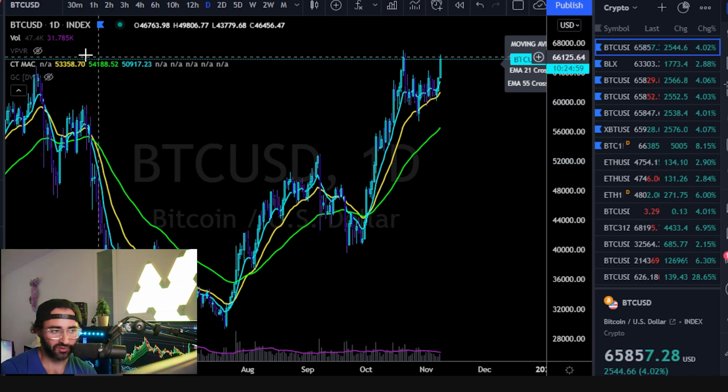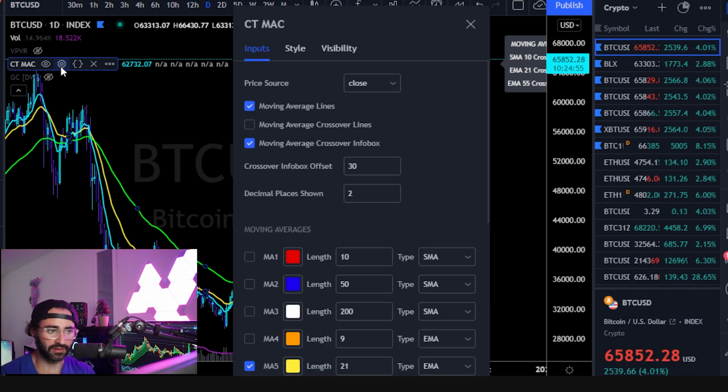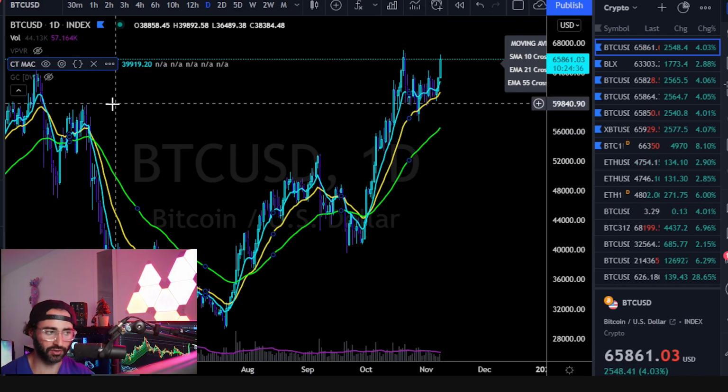Very simple here. So what am I running? I'm running 3 different moving averages. You can get these on the TradingView public library, and my inputs are a 9 exponential moving average represented by the cyan color, a 55 exponential moving average represented by the green color, and a 21 exponential moving average represented by a yellow color. You don't necessarily need to use this indicator to get these.